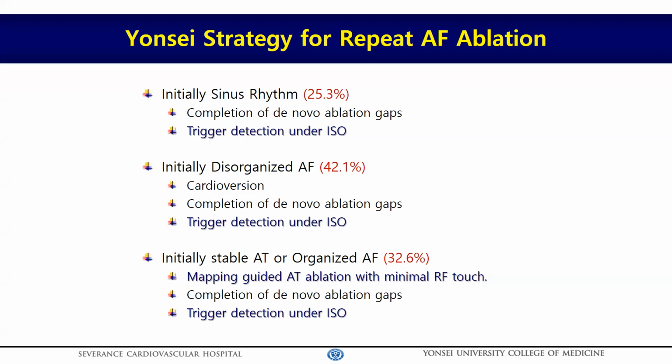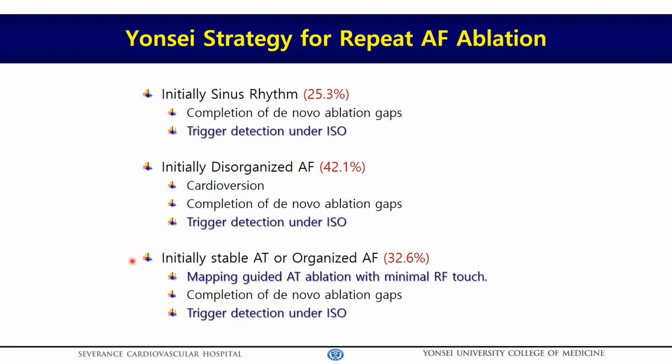Yonsei University strategy for the repeat AF ablation procedures. Redo ablation rate is about 8.7% in my institute, and the proportions of sinus rhythm, AF, and atrial tachycardia were 25, 42, and 33% respectively. If the initial rhythm is sinus rhythm, we complete de novo ablation gaps and then search and destroy non-PV triggers by ISO provocation. If the initial rhythm is atrial fibrillation, we cardiovert AF first and conduct the same procedures.